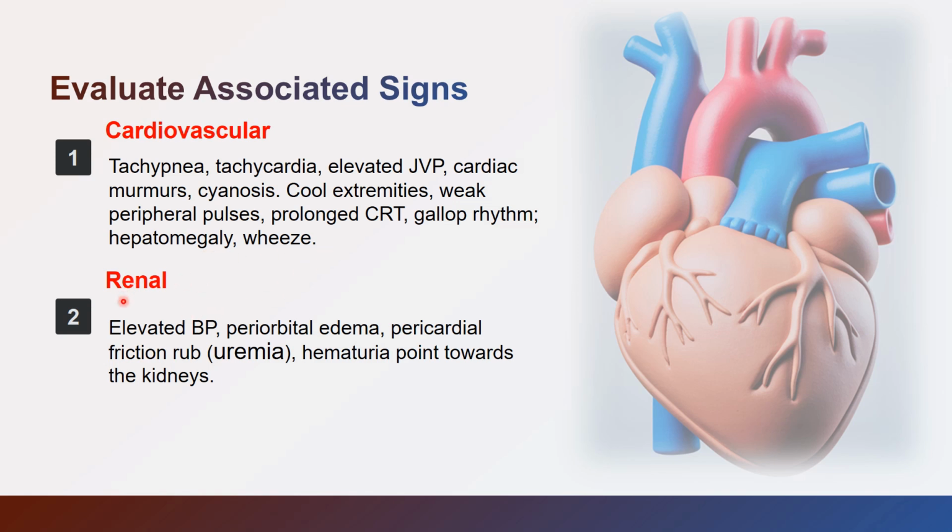And if it is a renal condition, then there might be raised blood pressure, periorbital edema, and pericardial friction rub due to uremia. There can be hematuria, and all these signs will be pointing you towards a renal condition.